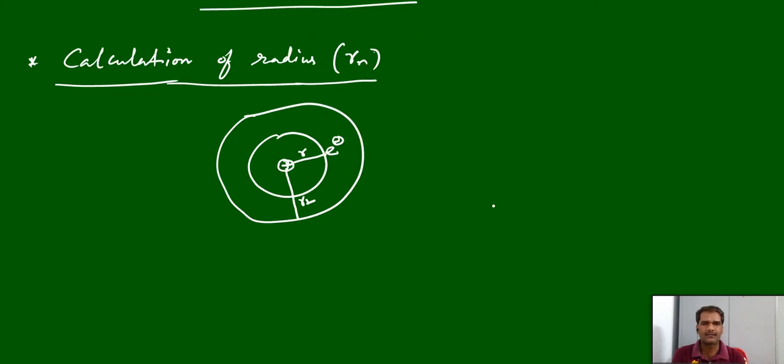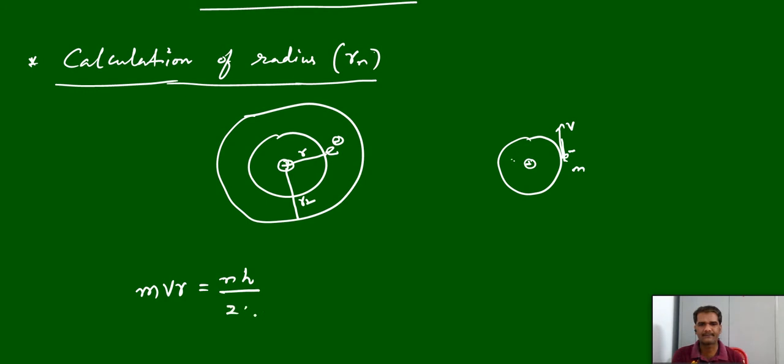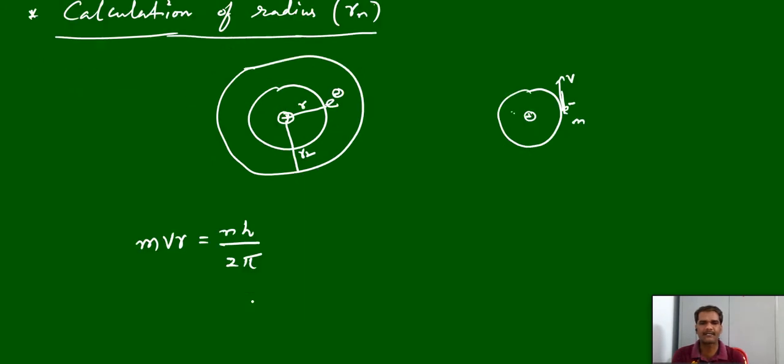According to the Bohr postulates, we know that if an electron revolves around the nucleus with some velocity v and mass m, the angular momentum, that is mvr, is equal to nh by 2 pi. Right, this is one point.